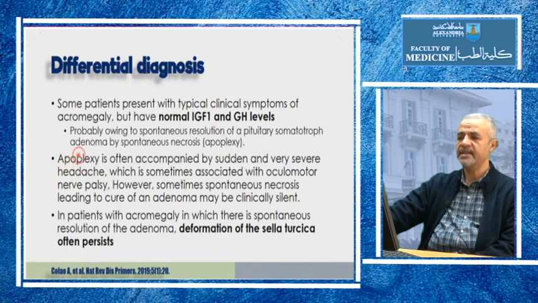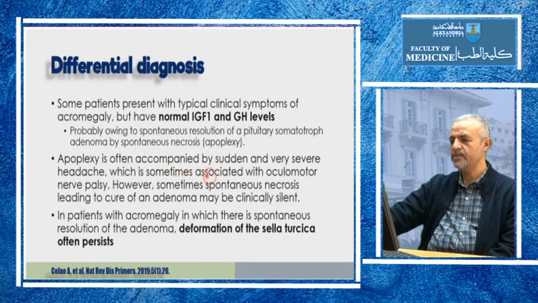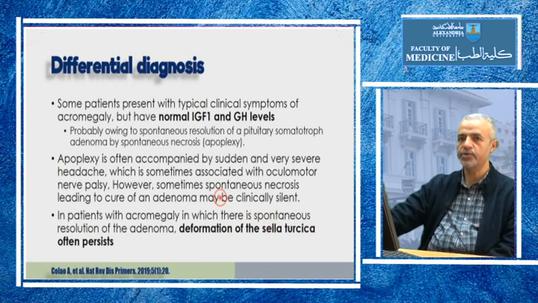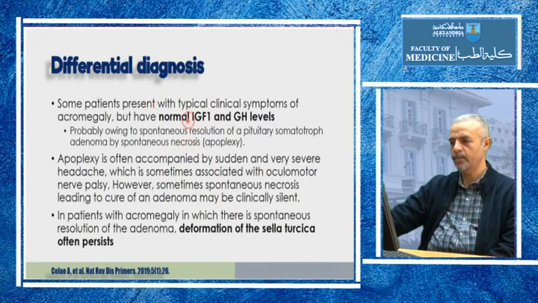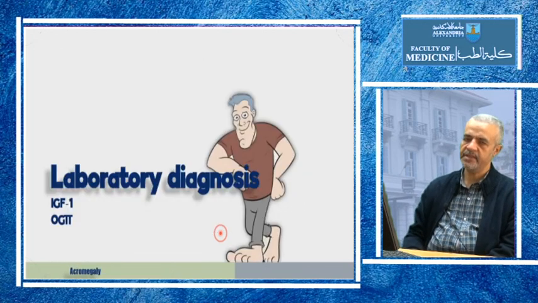What we know about apoplexy is that it is usually associated with a sudden and very severe headache, which is sometimes associated with oculomotor nerve palsy. However, sometimes spontaneous apoplexy leading to cure of the adenoma may be clinically silent. And in such patients, the deformation that affects the sella turcica does not resolve. And so you would find a patient with typical signs and symptoms of acromegaly, with a normal IGF-1 and growth hormone, with a deformation of the sella underlying a previously existent growth hormone secreting adenoma.